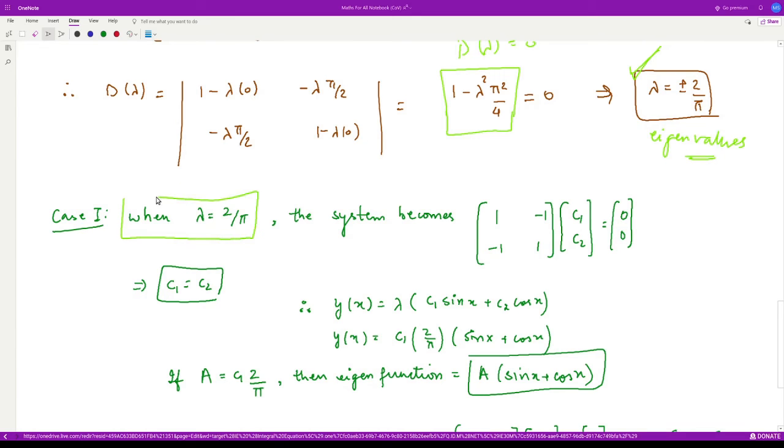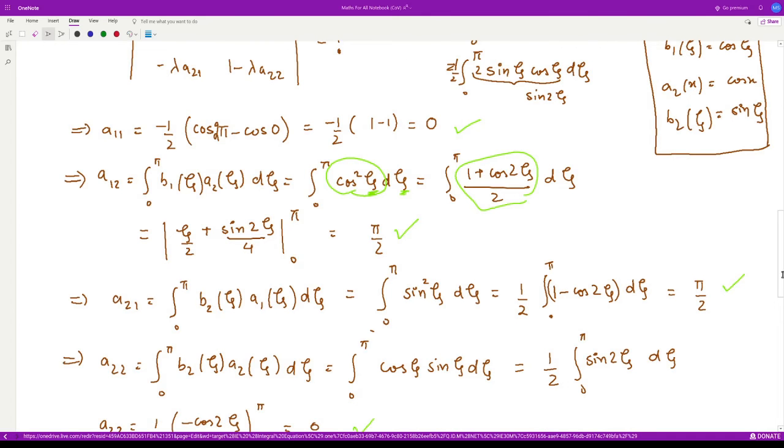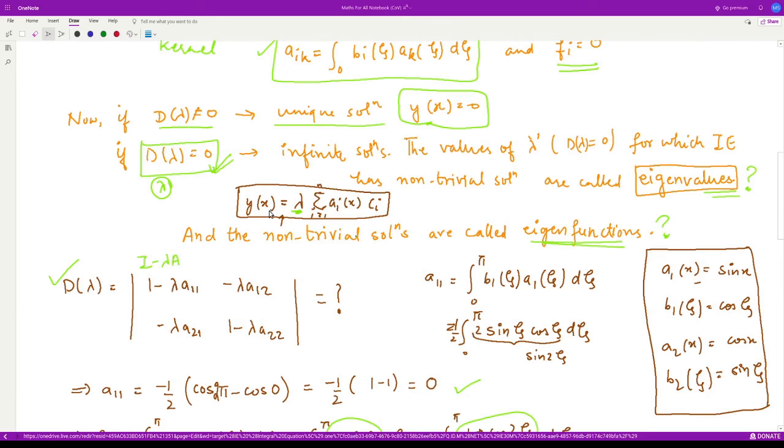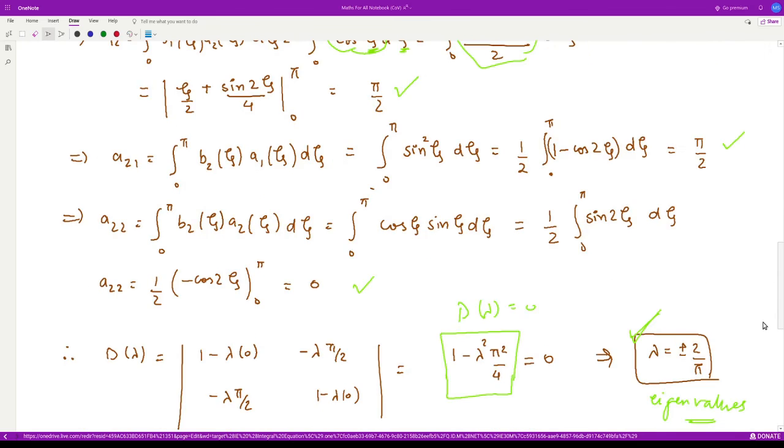When lambda is equal to 2 upon pi, then in this system, in place of lambda we'll substitute 2 upon pi. So it would be 1 minus 0, that would be 1, and when you substitute 2 upon pi, everything cancels, it would be minus 1, here also minus 1, here also 1. C1, C2, these are the two unknown constants which we have to determine. And once we determine those, the solution would become something like this: y(x) is equal to lambda into the summation of a_i(x) into c_i. So c's are 2 here. So let us calculate them.